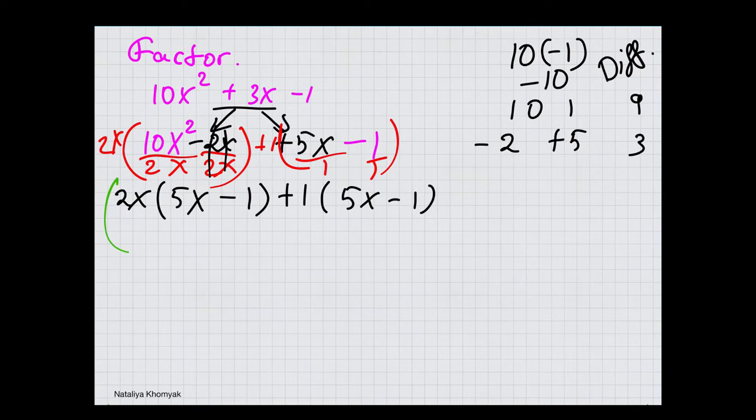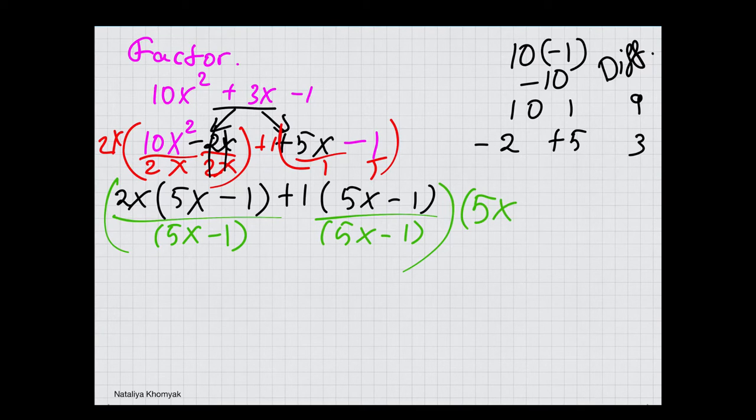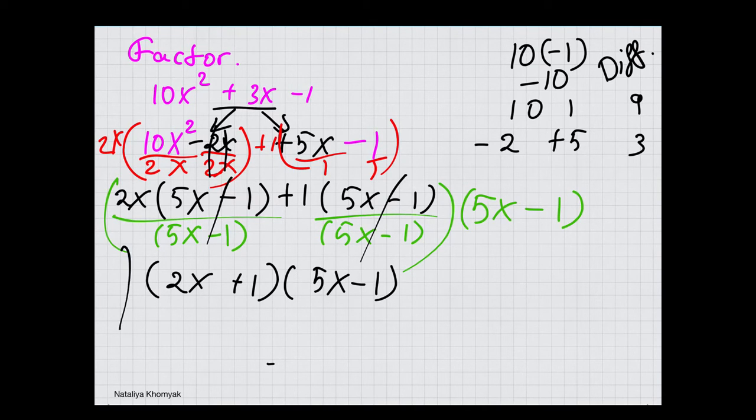Let's factor out the parentheses. So we have out of 5x minus 1, out of 5x minus 1, times 5x minus 1. This cancels. We have 2x plus 1 times 5x minus 1. And this is our solution.